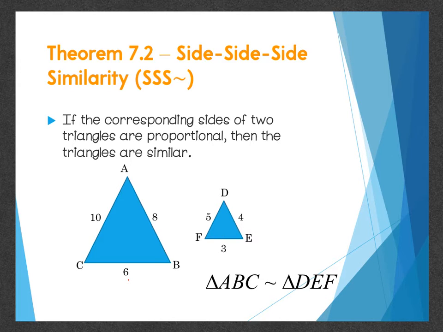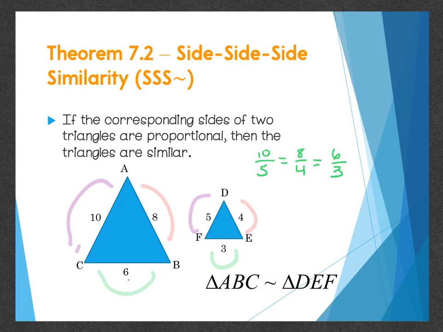So I would see, in order for them to be similar, 10 over 5 would have to equal 8 over 4 would have to equal 6 over 3. So I reduce each one of these. This is 2 to 1, 2 to 1, and 2 to 1. So these 2 triangles are similar, and your reason is side, side, side similarity.